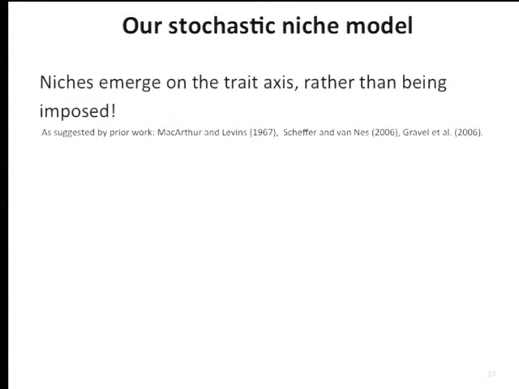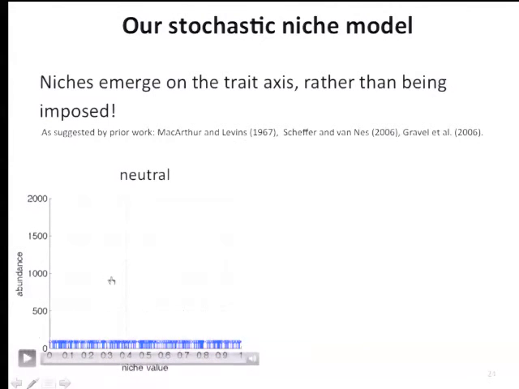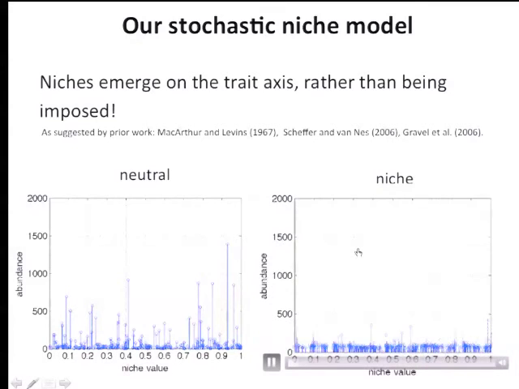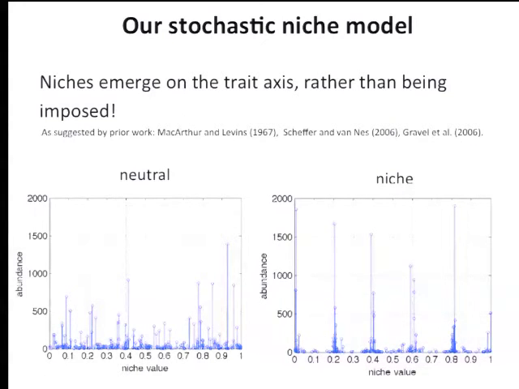What we find is that the niches basically emerge on the trait axis in the model. In the neutral case, you don't find any particular patterning on the trait axis. But in the niche case, these clumps emerge. In this case, we set the width of our competition kernel, so the way competition depends on distance, so that we get five species stably coexisting on the axis. We can see five species of high abundance, and around them there are species hanging around at higher abundance, and then in between the niches is where you really get the low abundance.